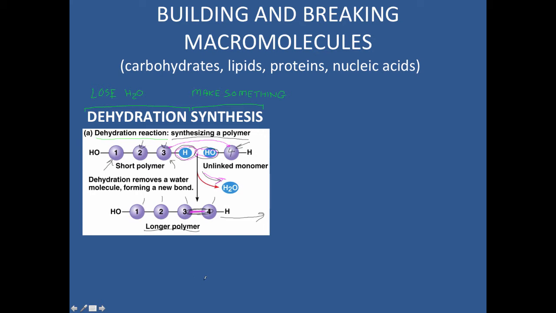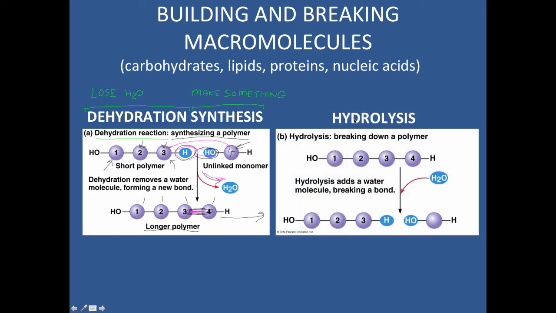That's dehydration synthesis. Now, to break a polymer is exactly the opposite. Now, hydro means water. So you've either got water coming or water going, and you're either making something or we're breaking something. So to lyse, another word for lysis is, you can think of that as cutting. So we're going to be cutting with water.